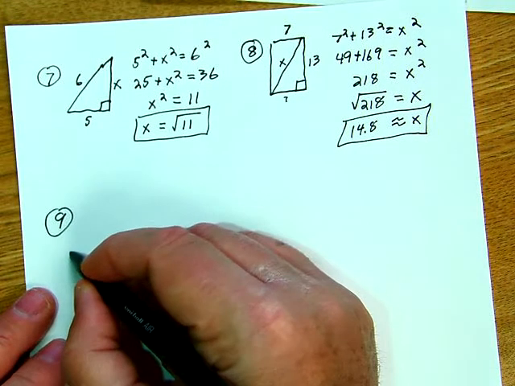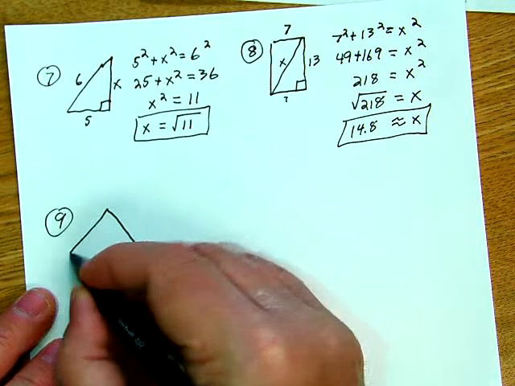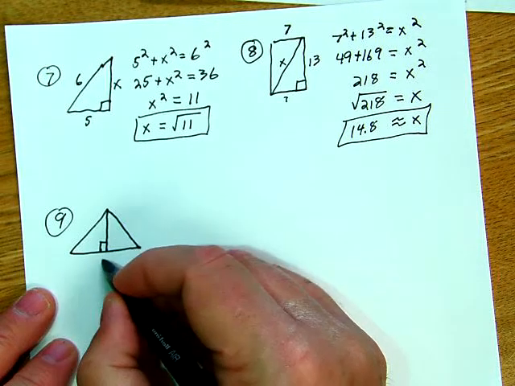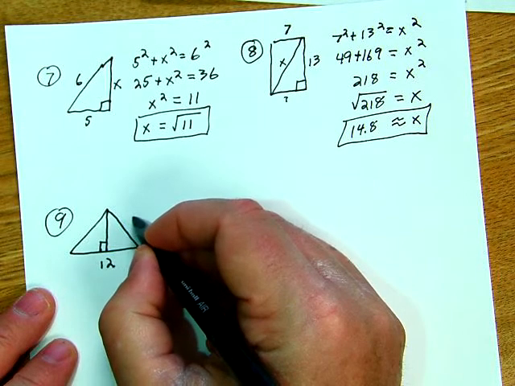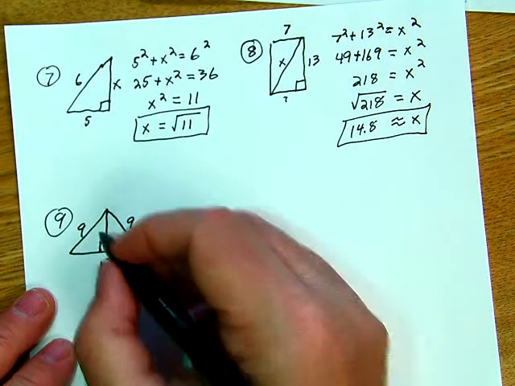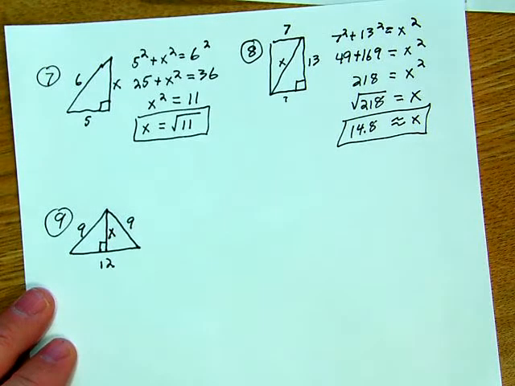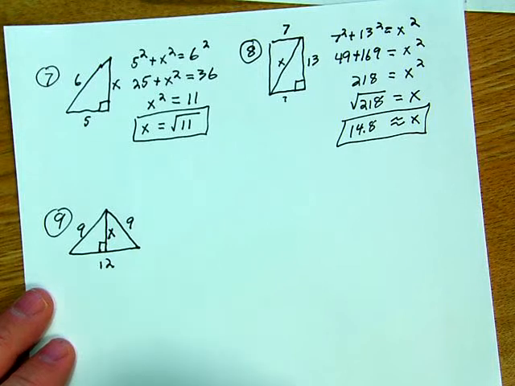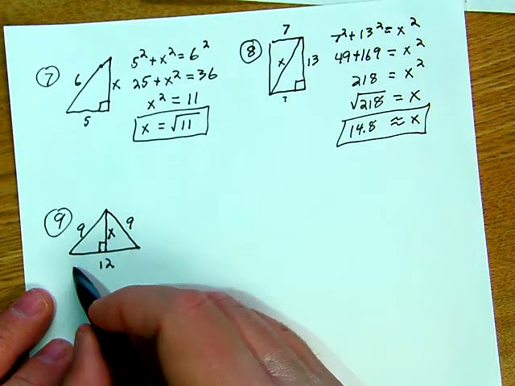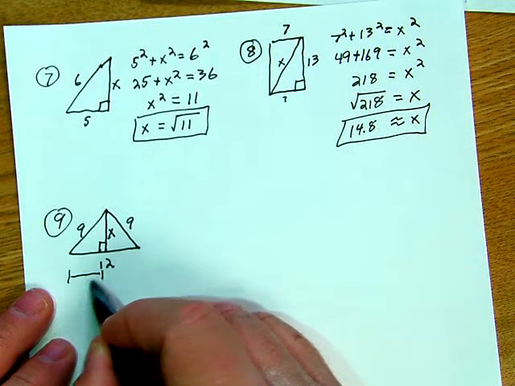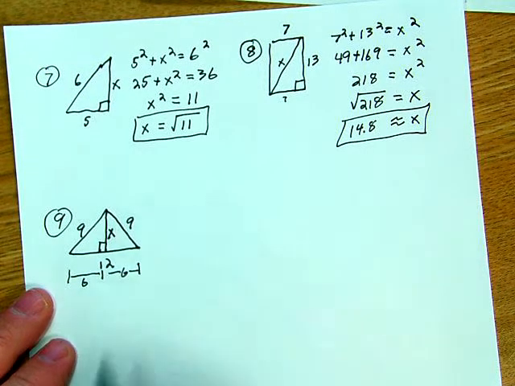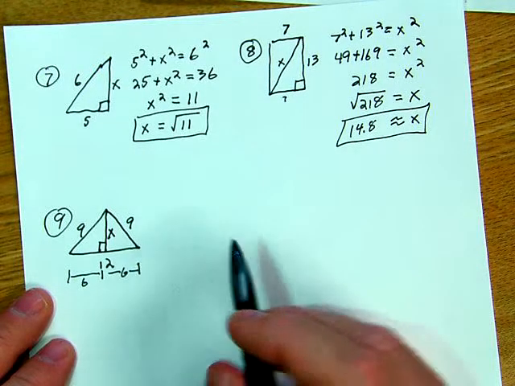All right. So now let's try number 9. Number 9, we have a triangle that looks like this. The bottom is 12, and each of the sides are 9. So we know it's an isosceles triangle, and we're looking for the height, the altitude in the middle. First thing we can tell is, because this is an isosceles triangle, this side to there is 6, and over there is 6.